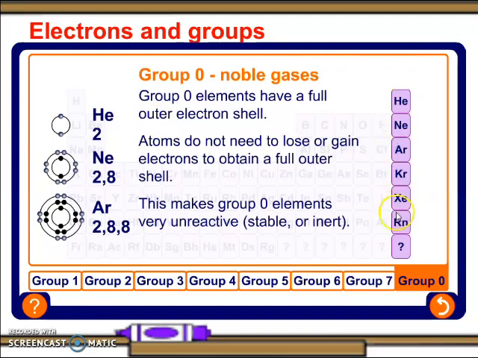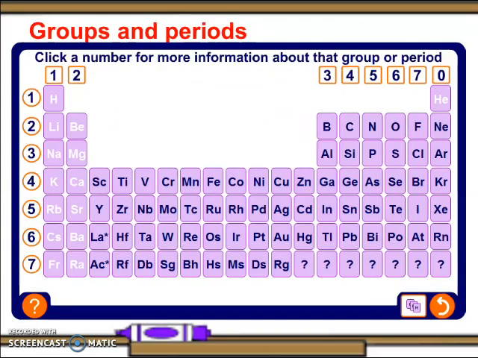Group 8 elements have a full outer electron shell. Atoms do not need to lose or gain electrons to obtain a full outer shell. This makes group 8 elements very unreactive, stable, or inert. Next, periods.